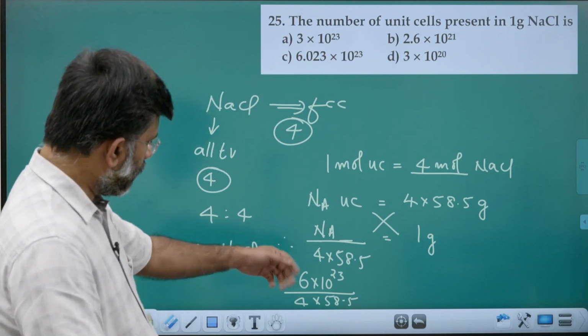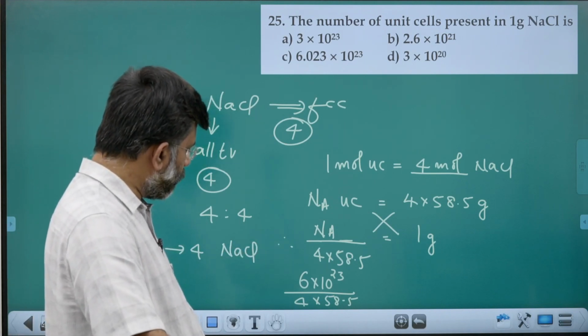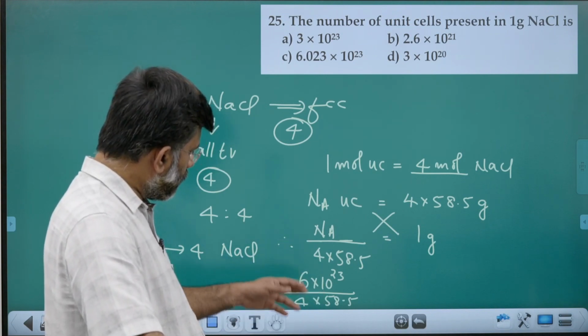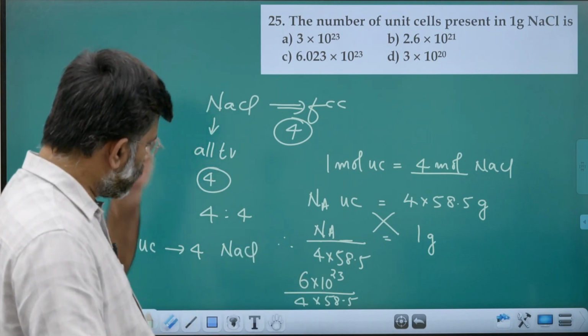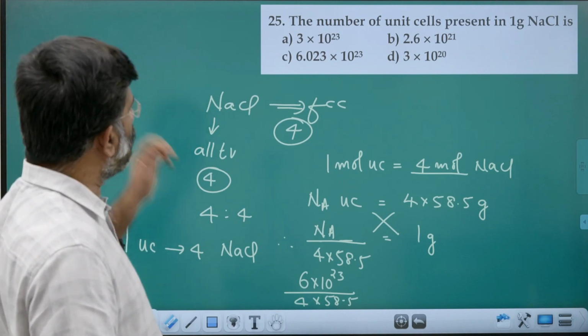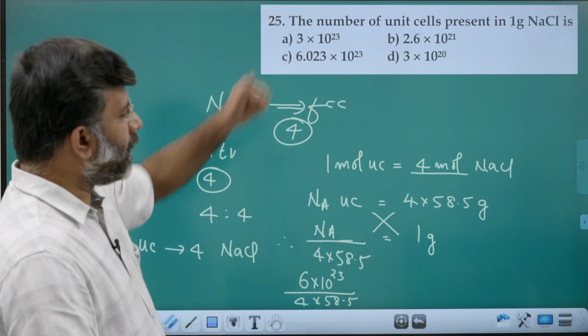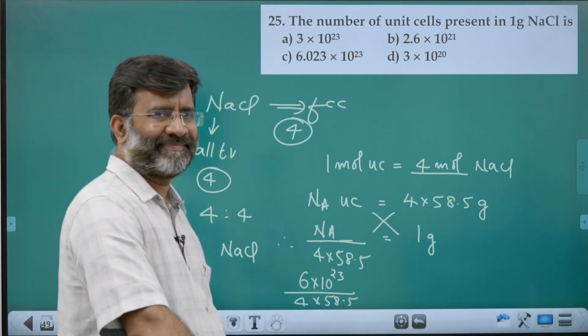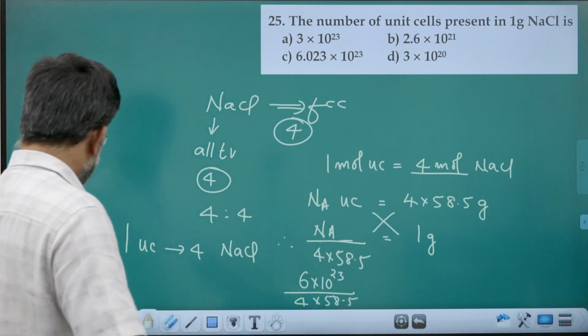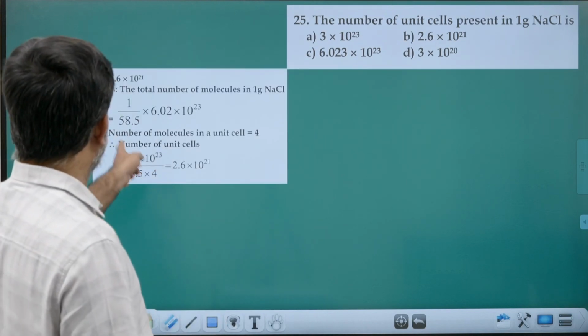If you take 58.5 equal to 60 somewhat, 60 cancels, you get 10 power 22, 1 by 4, that is 0.25 into 10 power 22, 2.5 into 10 power 21. Option B will be the answer. Simple calculation, you will get the answer as option B.